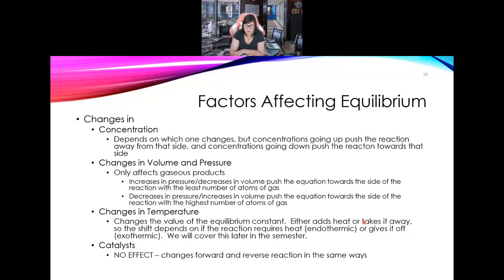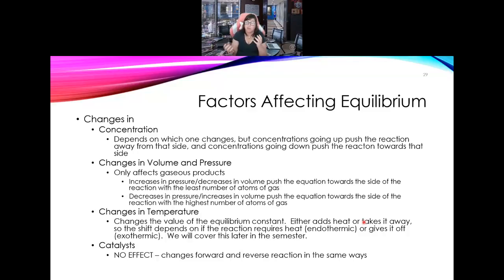Okay? Changes in temperature do 2 things. One, we'll talk about this later. All reactions either require heat to be put in to go, or they give off heat when they happen. So that means that heat is either a product or a reactant in those conditions. We can talk about it being a product, which is an exothermic reaction, or a reactant, which is an endothermic reaction. So if I change the temperature, then that's either going to add heat or take it away.